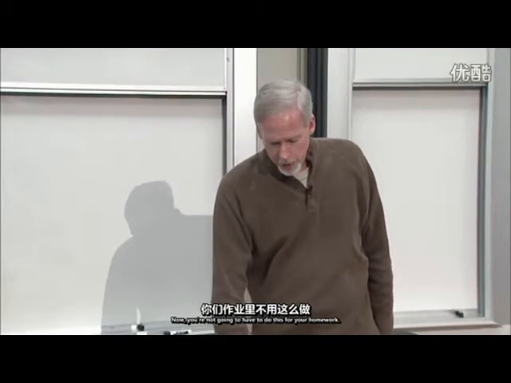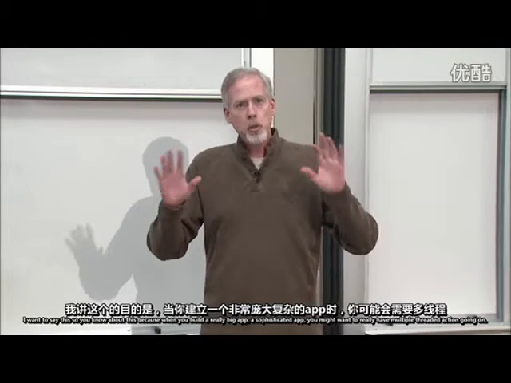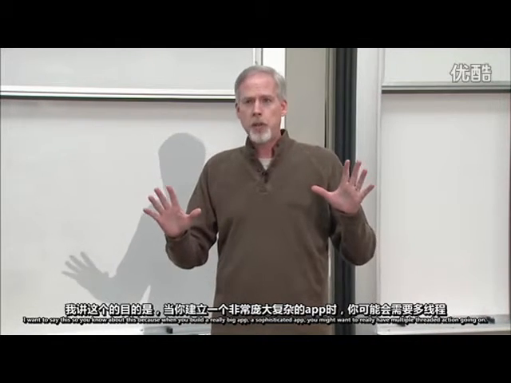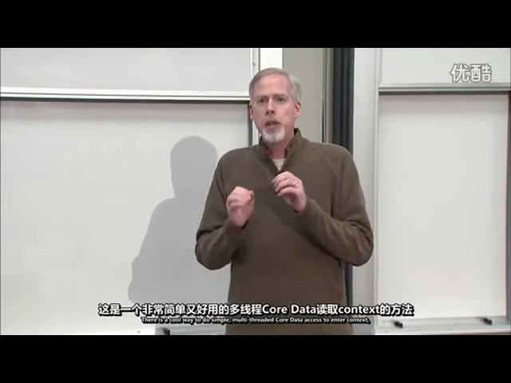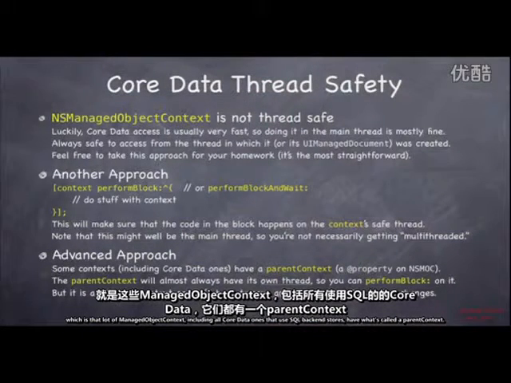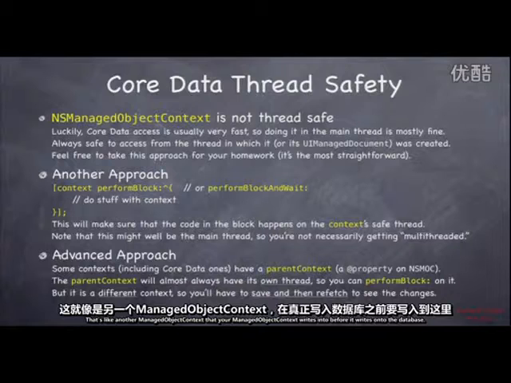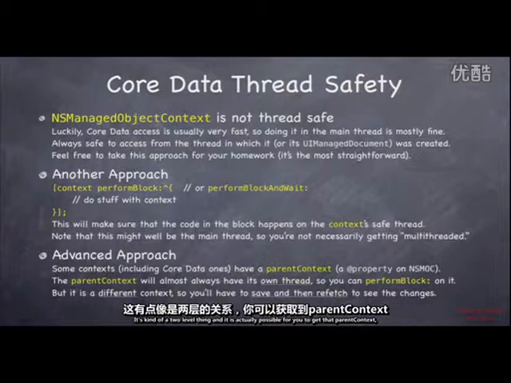Now, you're not going to have to do this for your homework, but I want to say this so that you know about it, because when you build a really big, sophisticated app, you might want to really have multiple threaded action going on. And there is a cool way to do simple multi-threaded core data access in a context, which is that a lot of managed object contexts, including all core data ones that use SQL backing stores, have what's called a parent context. That's like another managed object context that your managed object context writes into before it writes onto the database. So it's kind of a two-level thing.